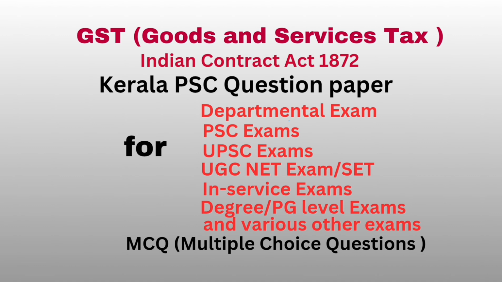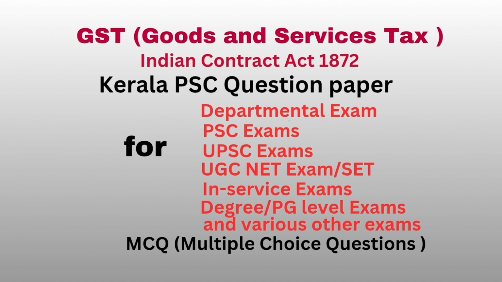Question number 54. Which one of the following is not included in the export of services? Option A, supplier located outside India. Option B, supplier located in India. Option C, the place of supply outside India. Option D, the recipient located outside India. Correct answer option A, supplier located outside India. Question number 55.